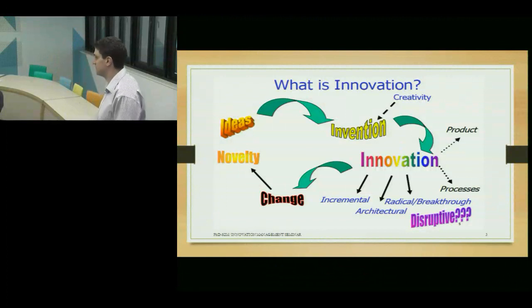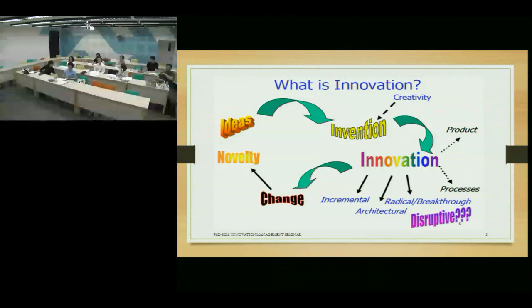Who wants to start first? Innovation and invention. The difference between innovation and invention. Use your own words. We're not seeking for something formal here.